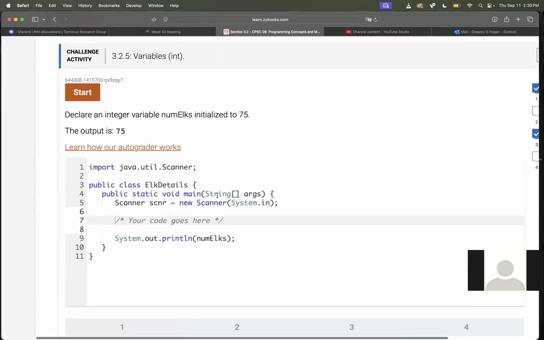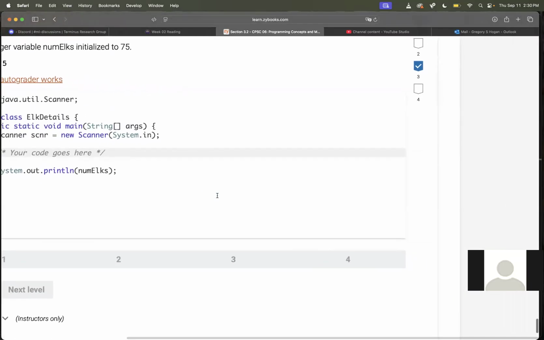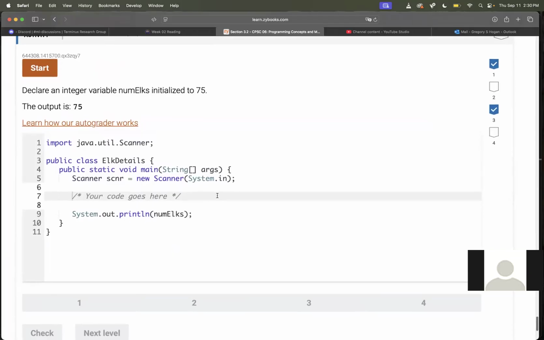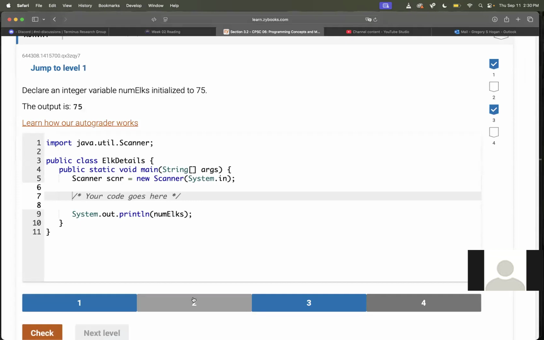Okay, let's just go down to these. Oh, there's 4 of them. Let's do a couple. Let's do number 2 because it looks like I did 1 and 3 already. So let's click 2.